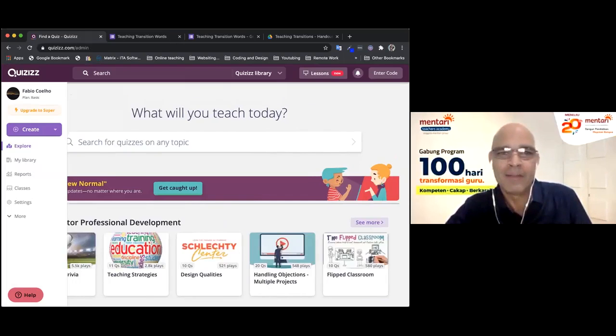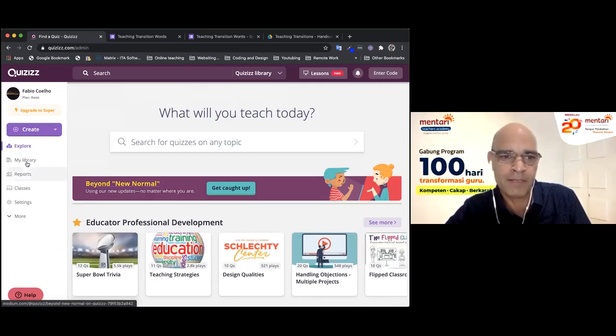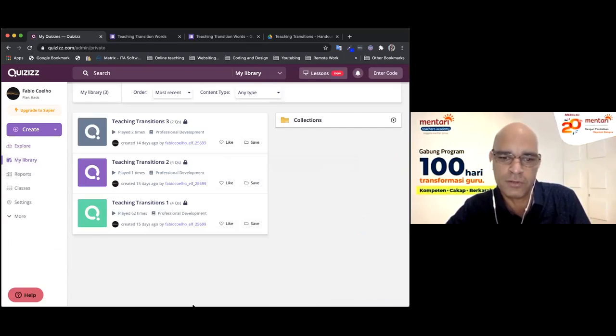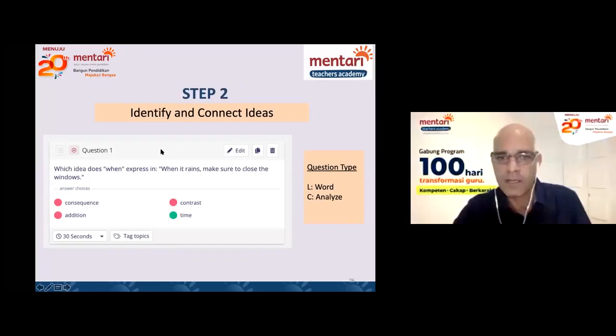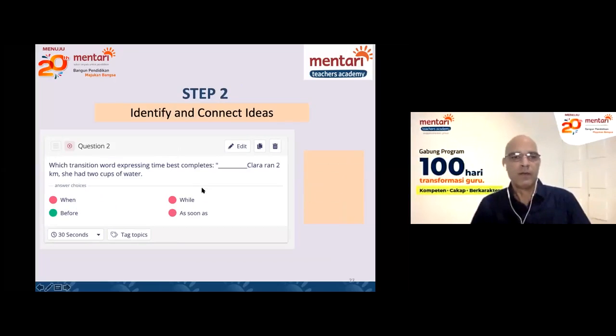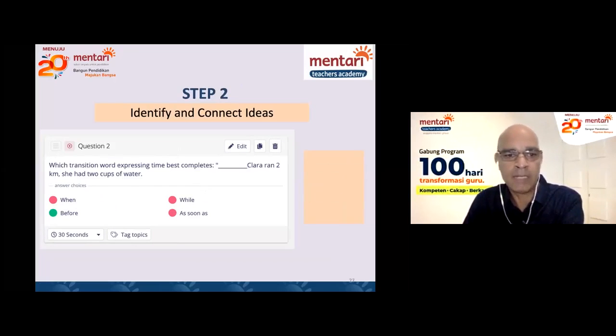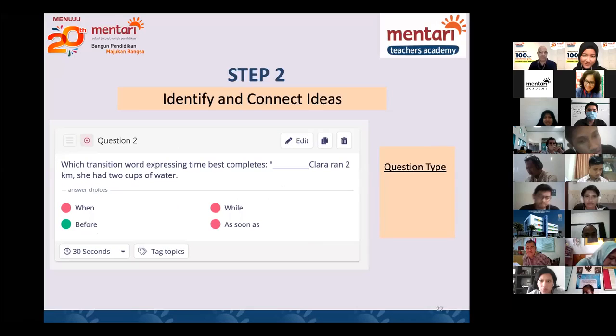Okay, so going back to the slides, let me just leave this ready for us to go to the next one later. Going back to the slides here, let's look at some other question types. Okay, let's get to the next one. Which transition word expressing time best completes the following sentence? So the answer is before, right? It's highlighted here. In terms of language, what am I practicing? At what level am I practicing?